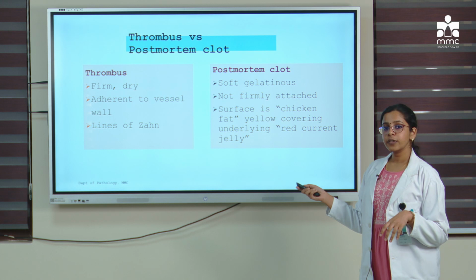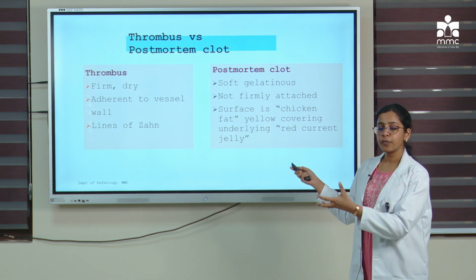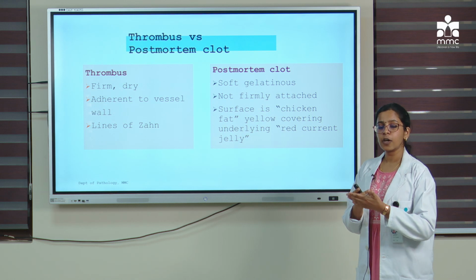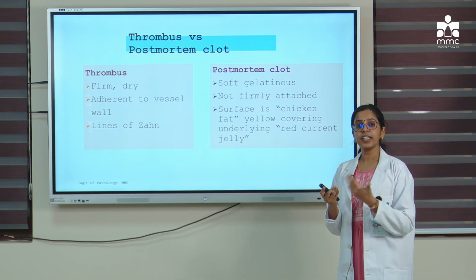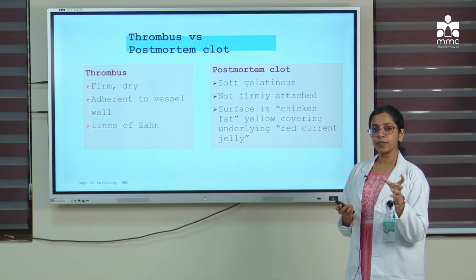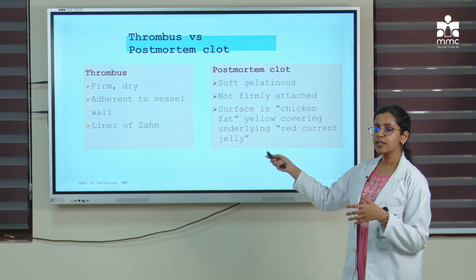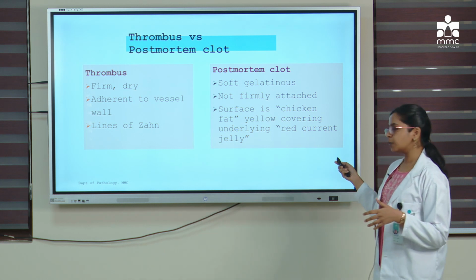In a thrombus, you are always going to find the development of lines of sand because of alternating layers of platelets and fibrin along with deeply RBC-rich dark areas. So this laminated appearance, called lines of sand, is seen in a thrombus, and it is going to be absent in a postmortem clot.